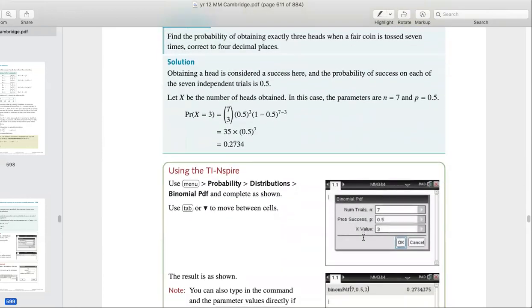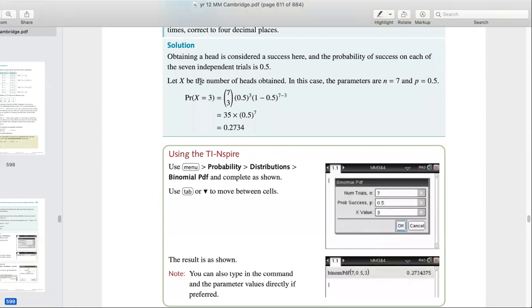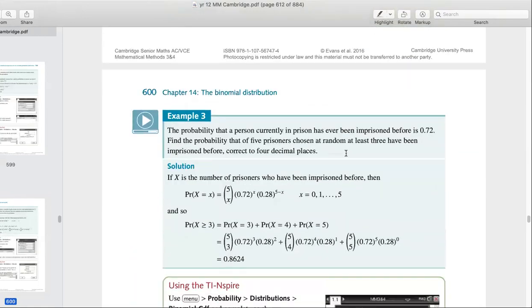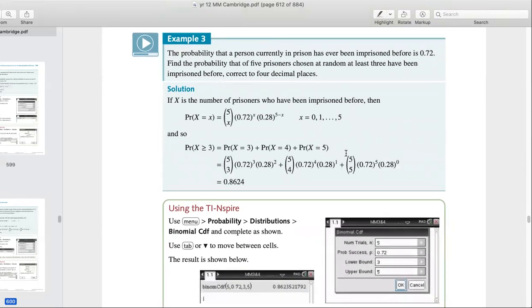This is the binomial distribution. If we want to find an exactly-equal probability using the CAS, we use binomial PDF to help us find the value. For example 3, we need to find greater than or equal to, which in this case is 3, 4, and 5, and for each of them we need to write down the expression. But if we use the CAS, just remember that if we find at least or at most something like that, we use binomial CDF to help find the lower bound and upper bound to get the answers.